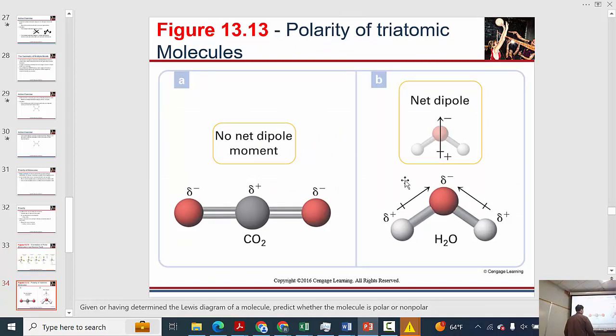Here we can see 2 scenarios, equal and opposite. Dipoles cancel, this is nonpolar. However, this is bent, this is bent 109, and this is going to be polar. So water is very polar. There's a negative end, the oxygen, and a positive end, the hydrogen ends. And so this is a molecular dipole. These are the 2 bond dipoles here.